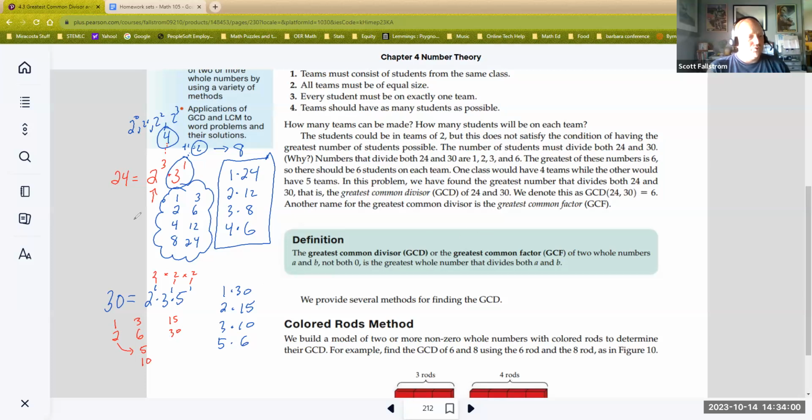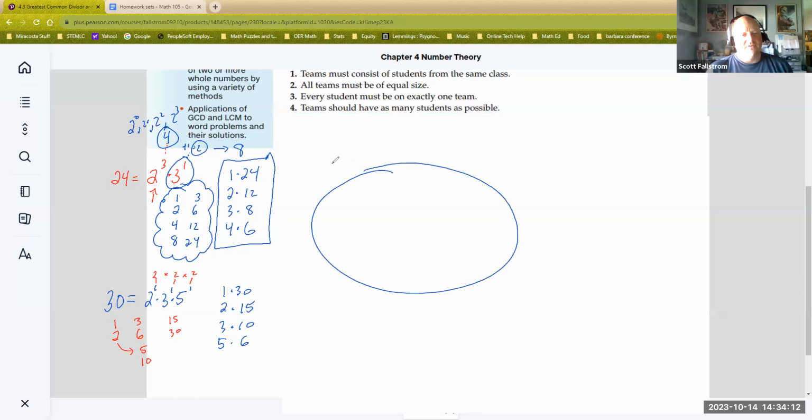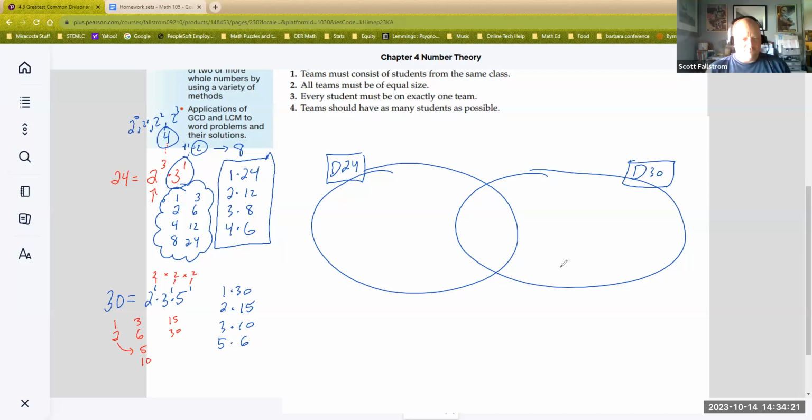If you were to consider all of the divisors, I'm going to do a Venn diagram for this. I think it's probably the easiest way to think about how they connect. So what I want you to do is think over here. Here's all the divisors of 24. And then next to it, I'm going to put all the divisors of 30. So now, where would I put each divisor?